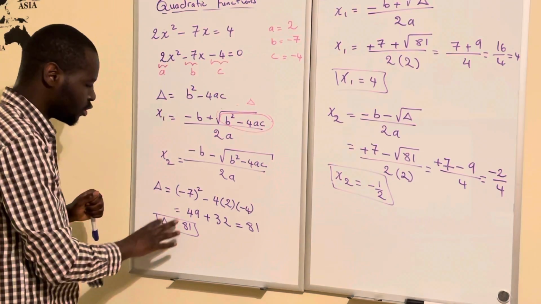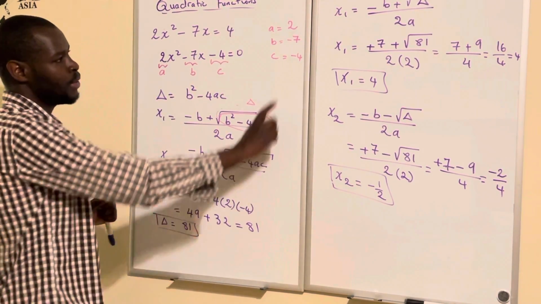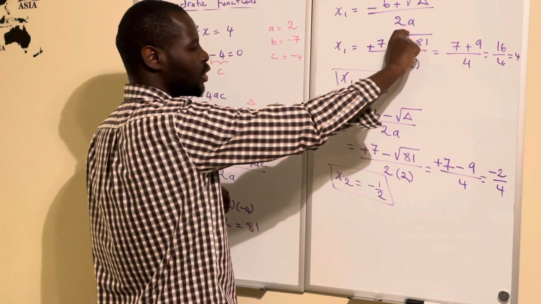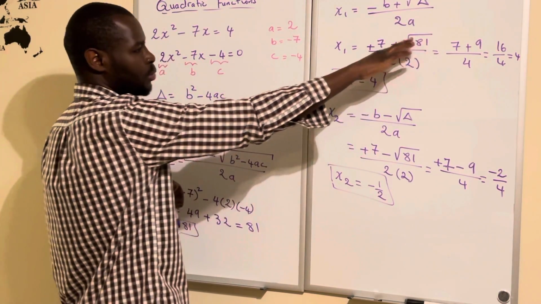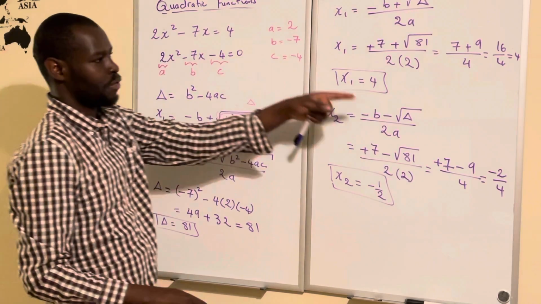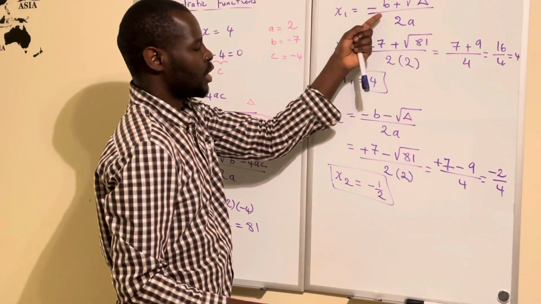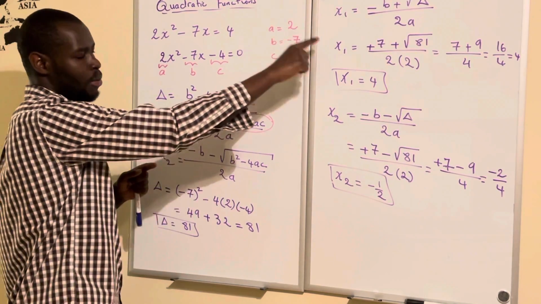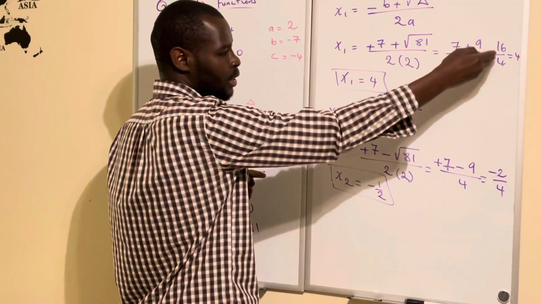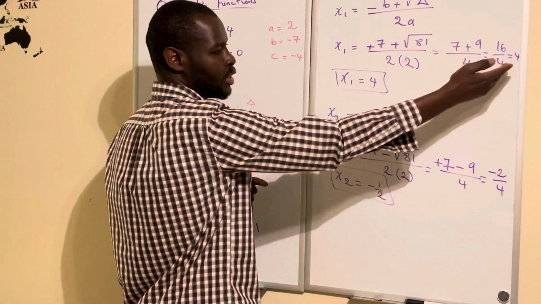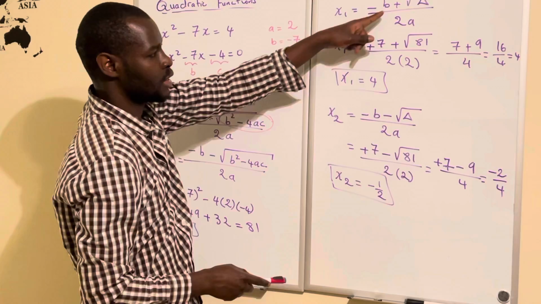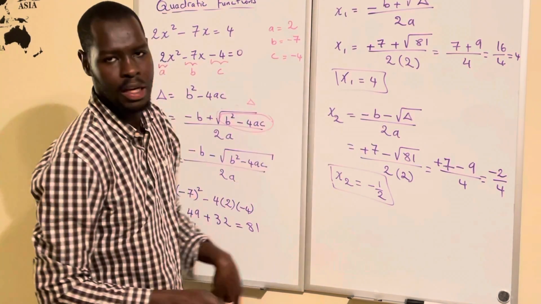So now, you solve the value of delta, then we find x1, which is minus b plus the square root of delta, divided by 2a. We find the delta to be 81, and the square root of 81 is 9, and we say minus b. b was negative 7, so minus negative 7, plus 9, divided by 4, and we got 16 over 4 equals 4. We did the same thing for x2. The only difference again is just instead of having positive, we have a negative.